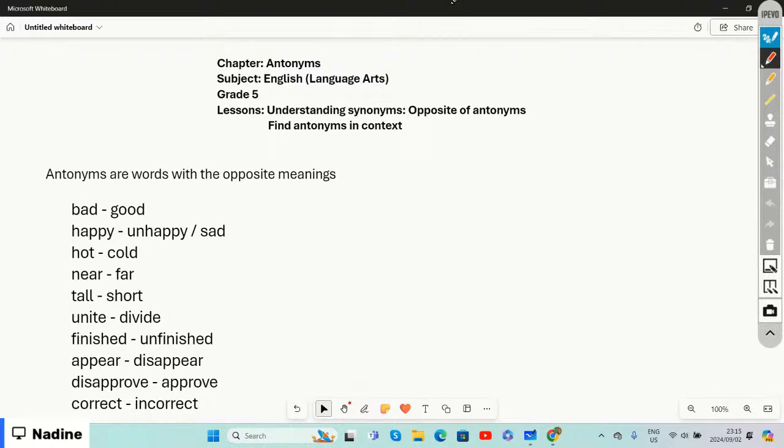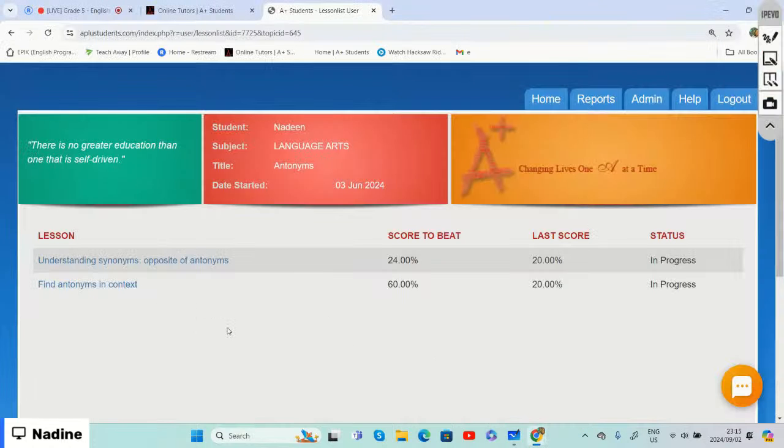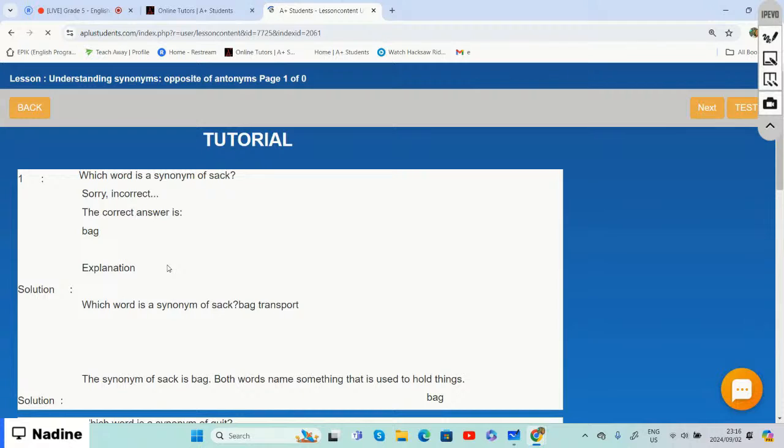Before we go to aplusstudents.ca, once again we say antonyms are words with the opposite in meaning. That is what you need to remember, opposite. Synonyms are the words with the same meaning. All right, so now we're going to aplusstudents.ca, and we're going to go to the first lesson, which is understanding synonyms, opposite of antonyms.